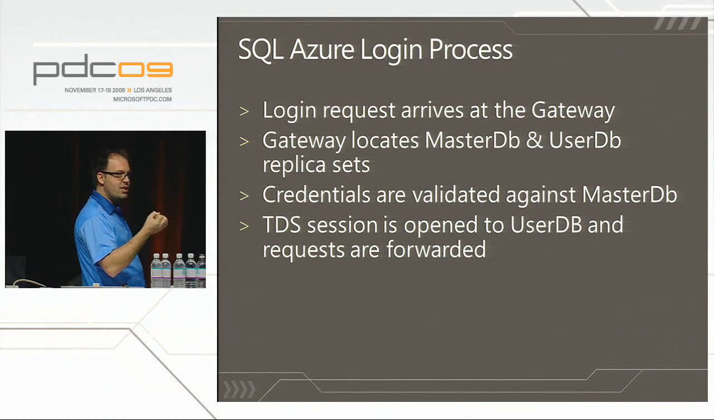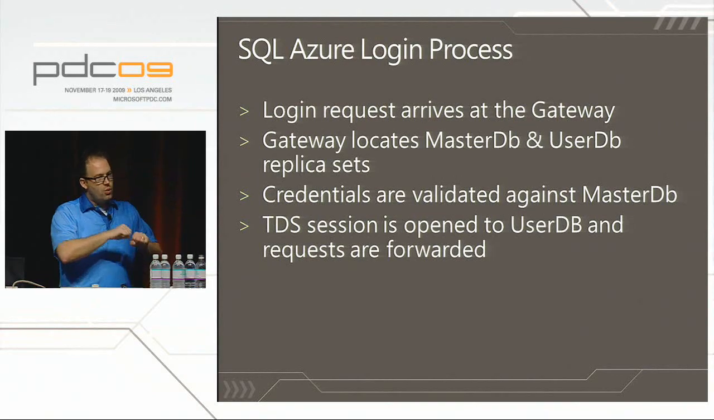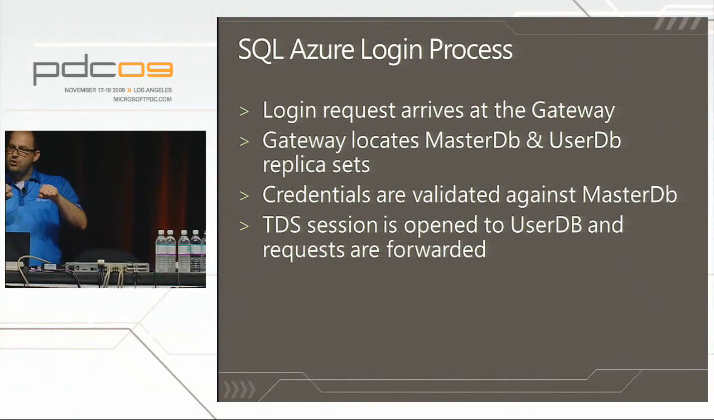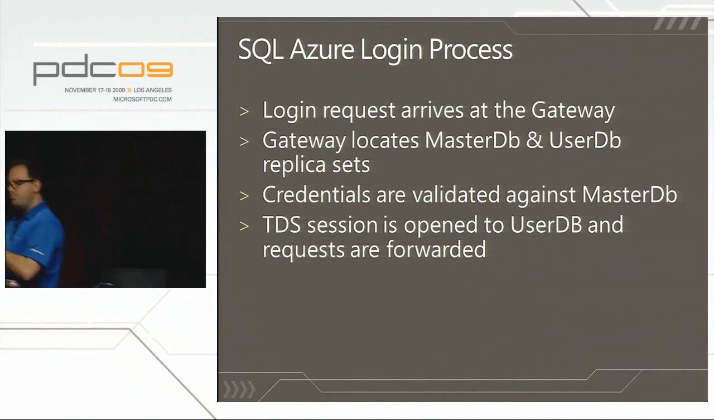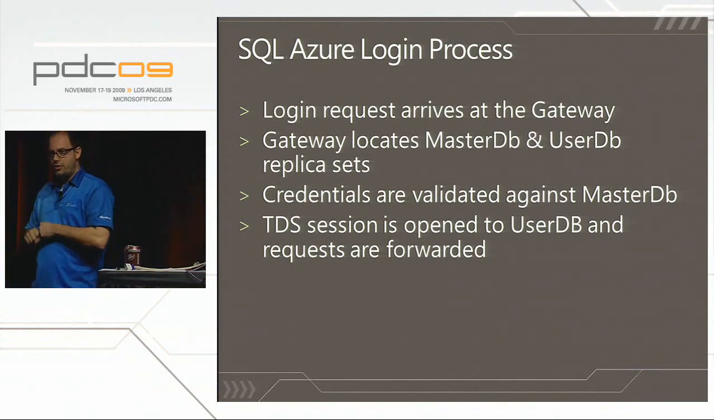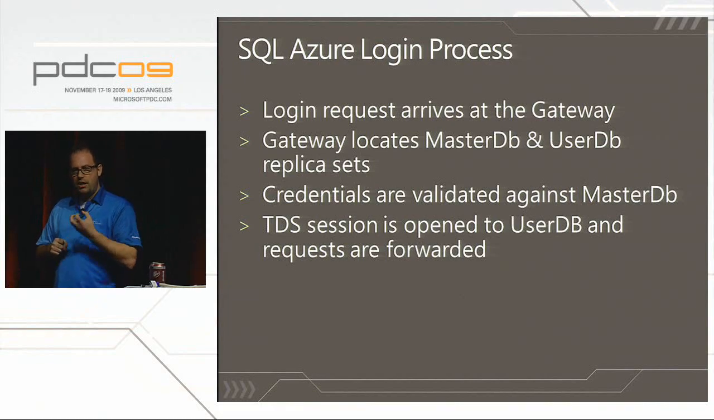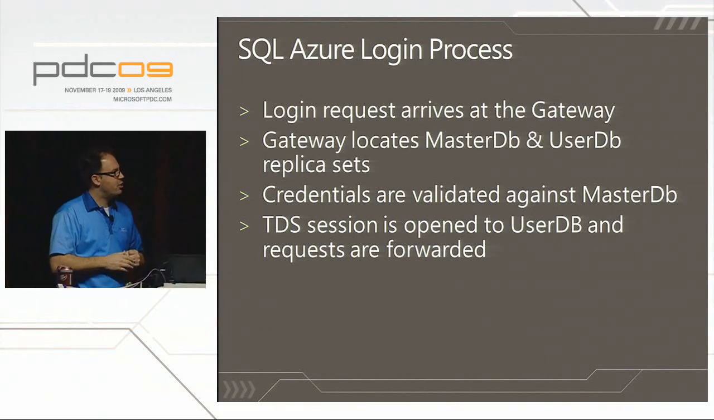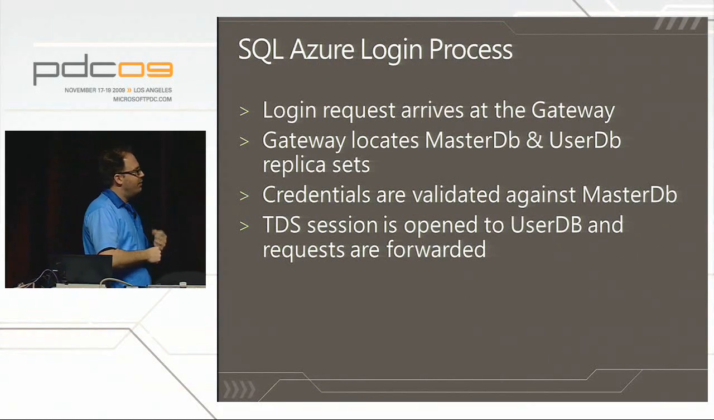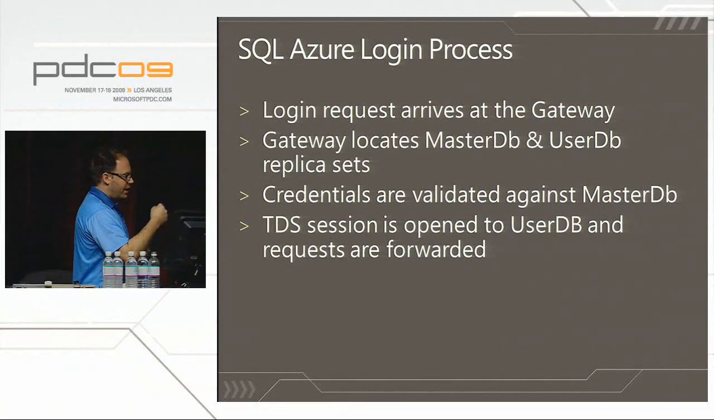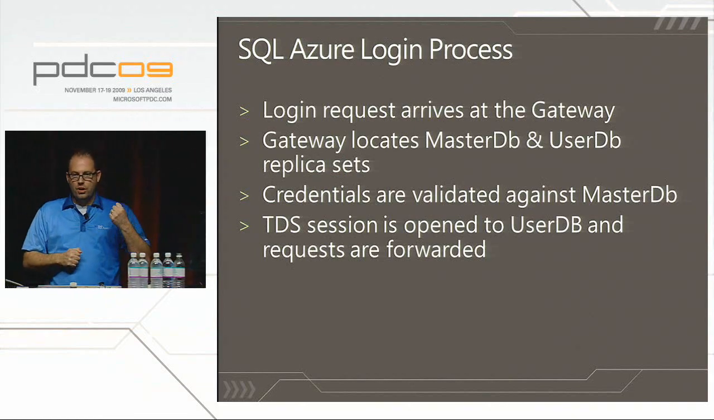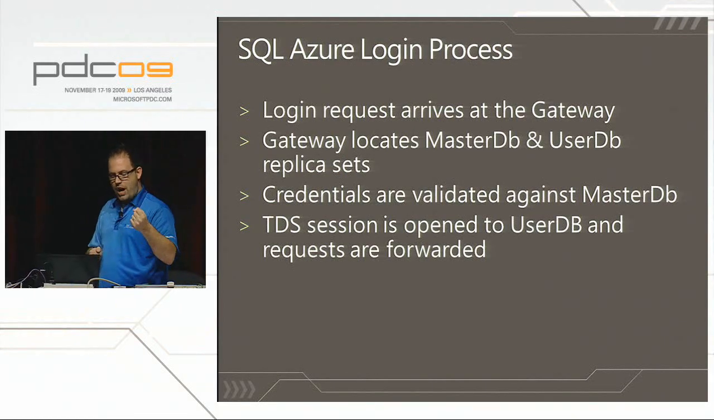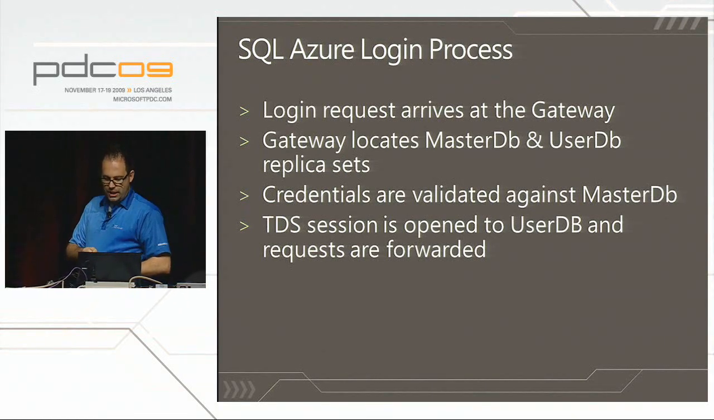We take the information out of that and we use that to locate the master database and the user database. We need to locate both for credentials. Login information is not stored within the user database. It's stored in the master database. And we need to have that in hand in order to validate your credentials. So after we locate where those live, we validate the credentials against the master database. We open up a TDS session to the backend node. And then we allow that traffic to flow all the way through to that particular user database.